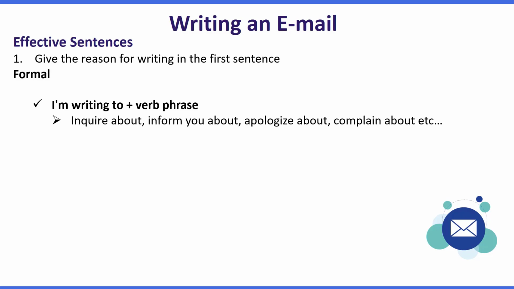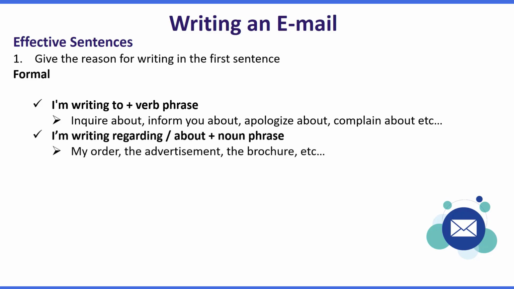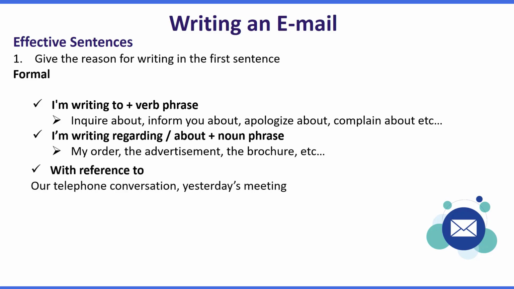I'm writing to apologize about, or I'm writing to complain about, etc. You can also use I'm writing regarding or about plus the noun itself. I'm writing regarding my order, or I'm writing regarding the advertisement, or I'm writing about the brochure, and so on. Another expression you can use in formal emails: with reference to our telephone conversation, or with reference to yesterday's meeting.